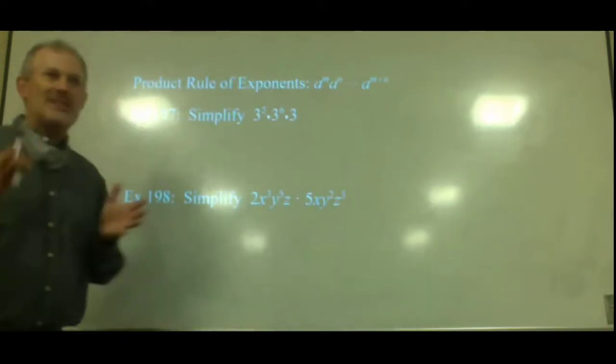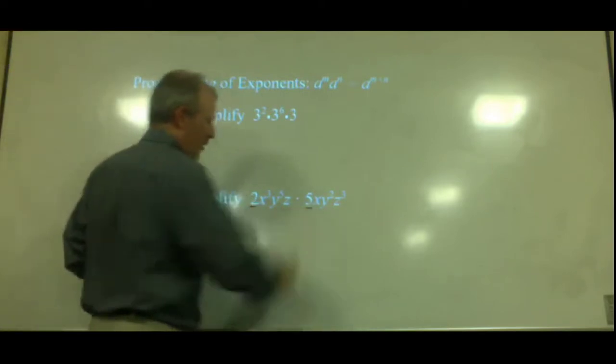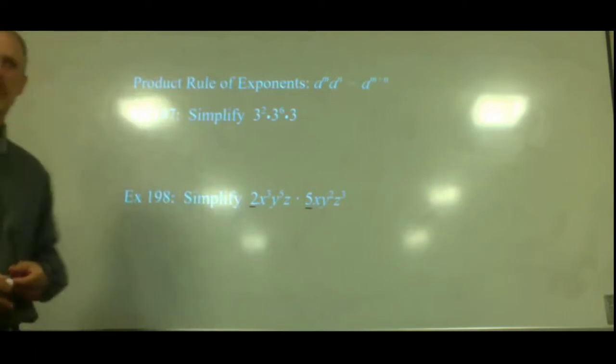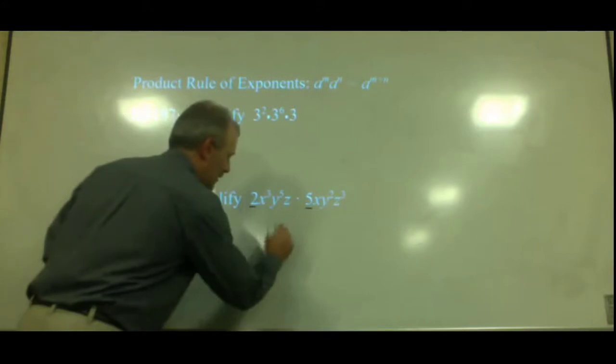Now we're going to do one piece at a time. So we start out with the numbers, and we're actually just going to multiply the numbers. So 2 times 5 is what? 10. So we get to write down our 10.